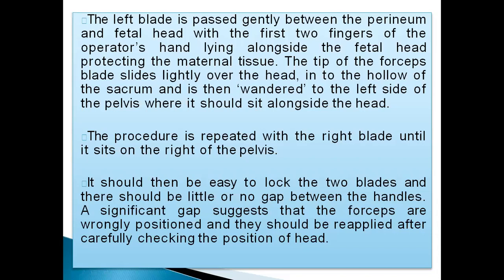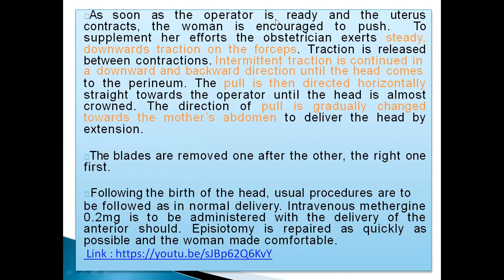Okay. Then as soon as the operator is ready, we have inserted, and the uterus is contracting well, we can encourage the mother to push, and the obstetrician can give extra deep downward traction with the forceps. The traction we give is with the contraction, and between contractions we relieve it. Intermittent traction is continued in a downward and backward direction until the head comes. So we apply forceps here. Then we have to provide intermittent traction. जैसे uterine contraction होता है तब traction देना है. तो downward and backward direction में हमने traction दिया.